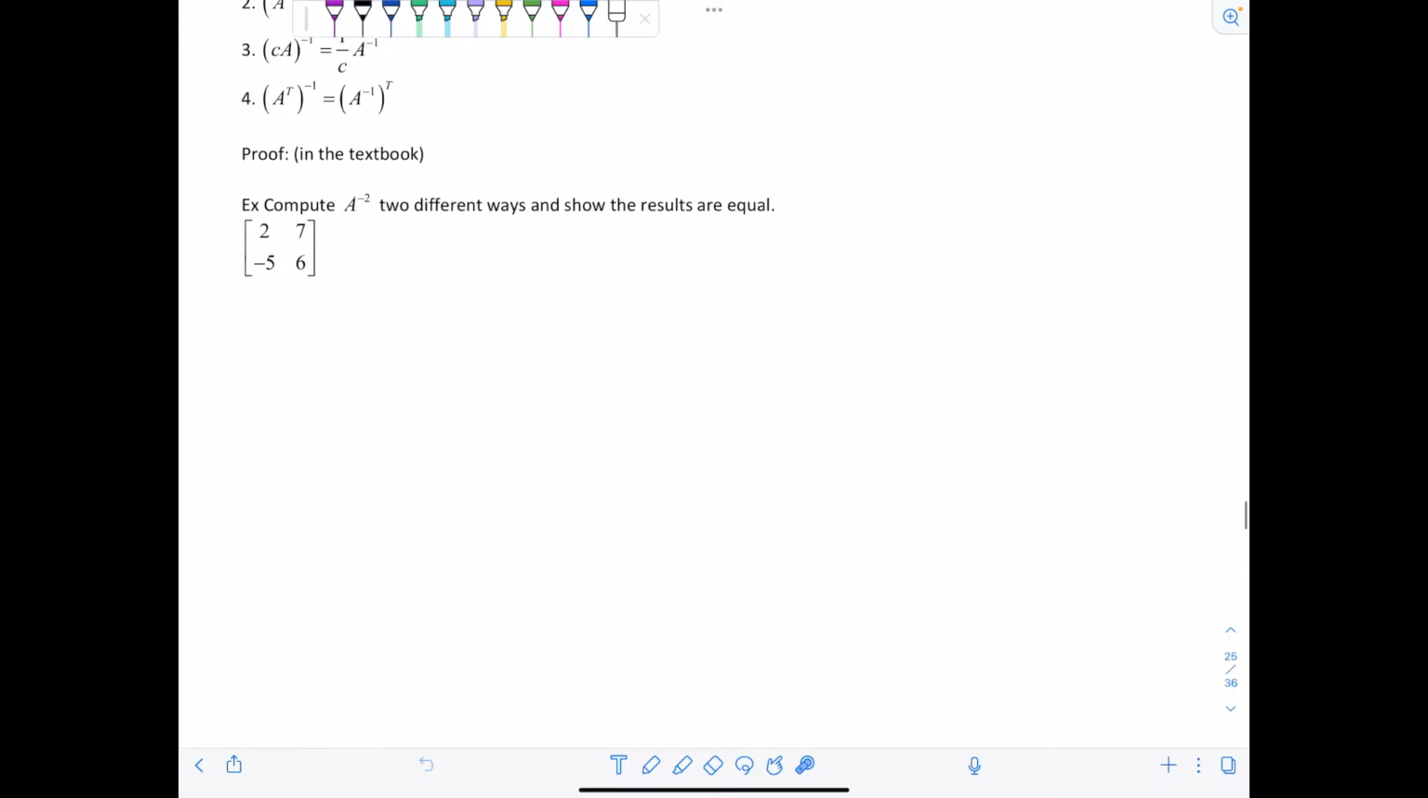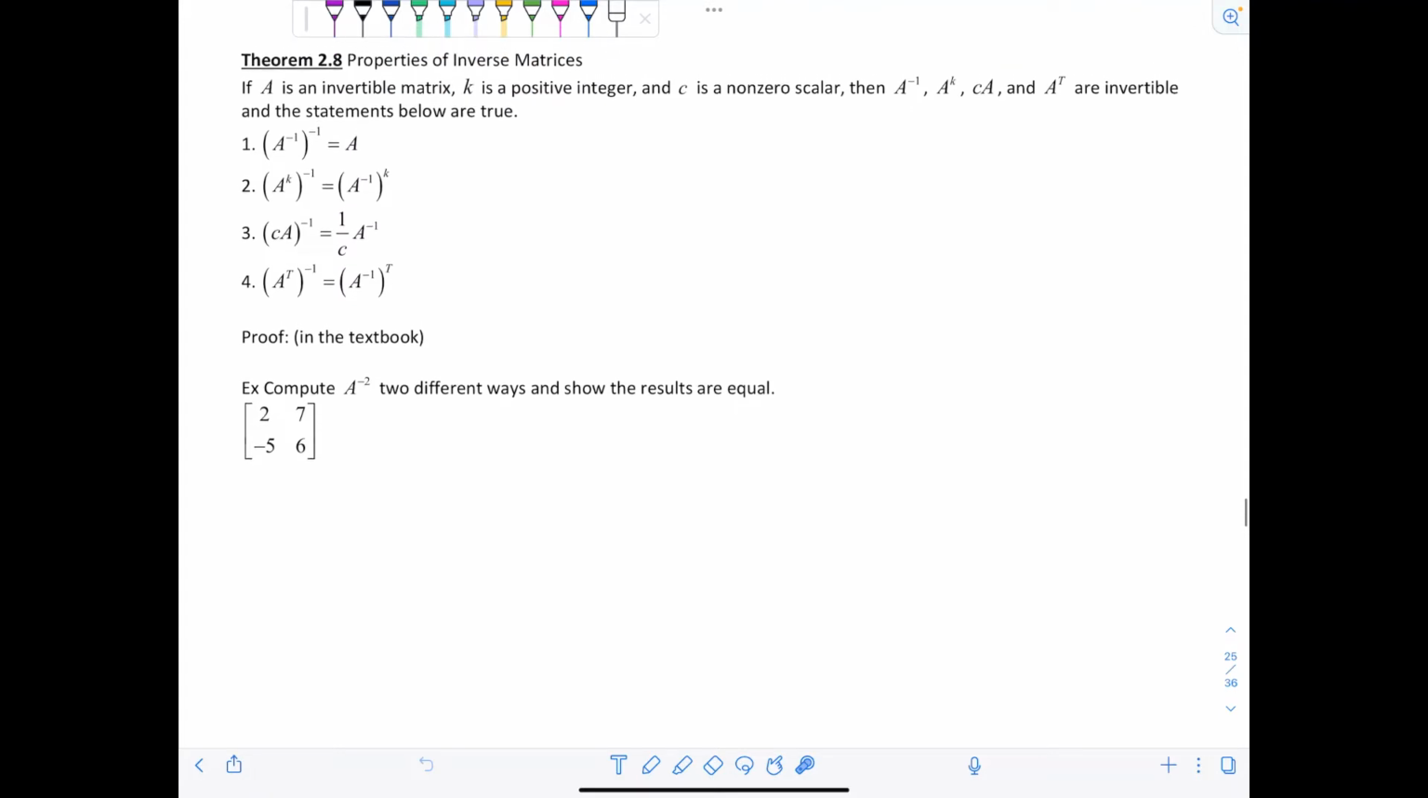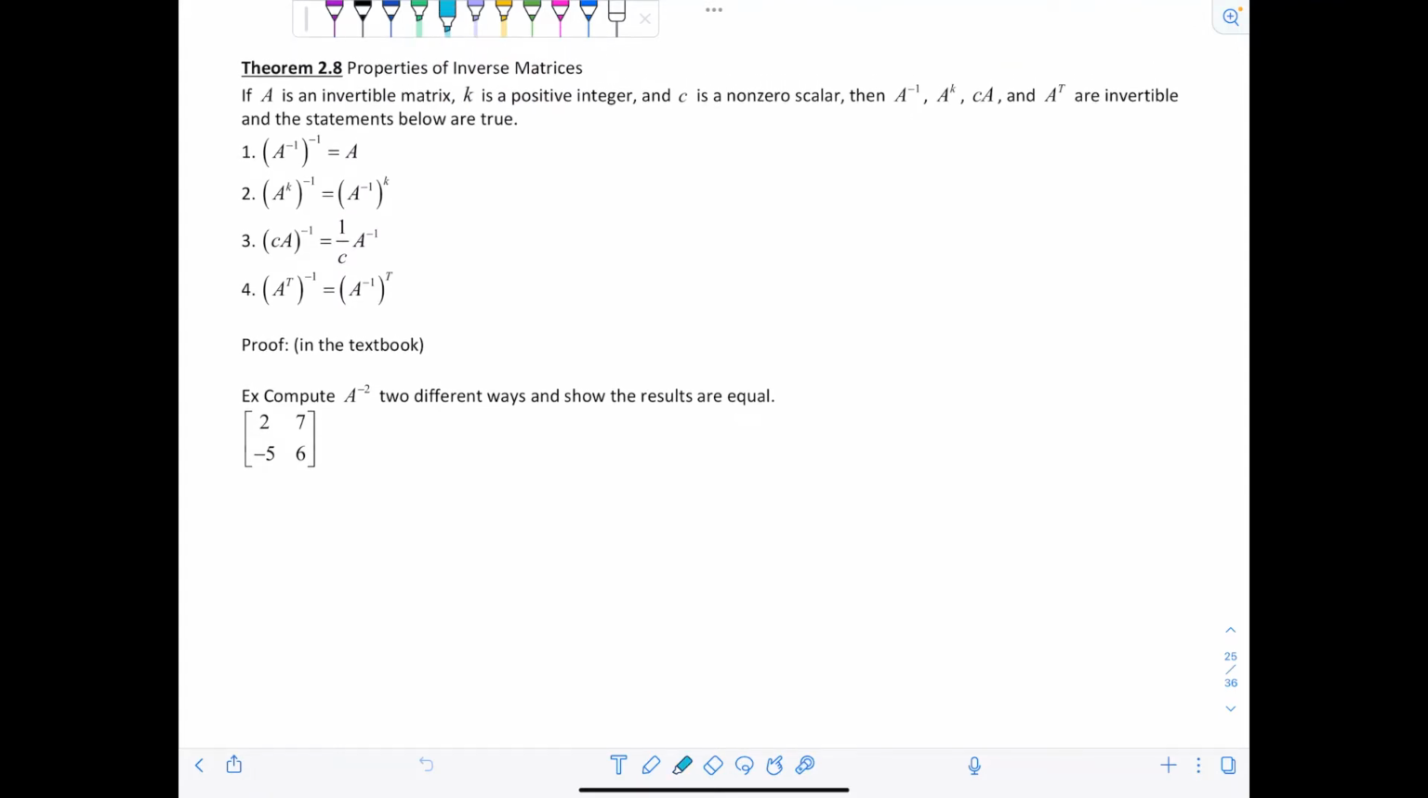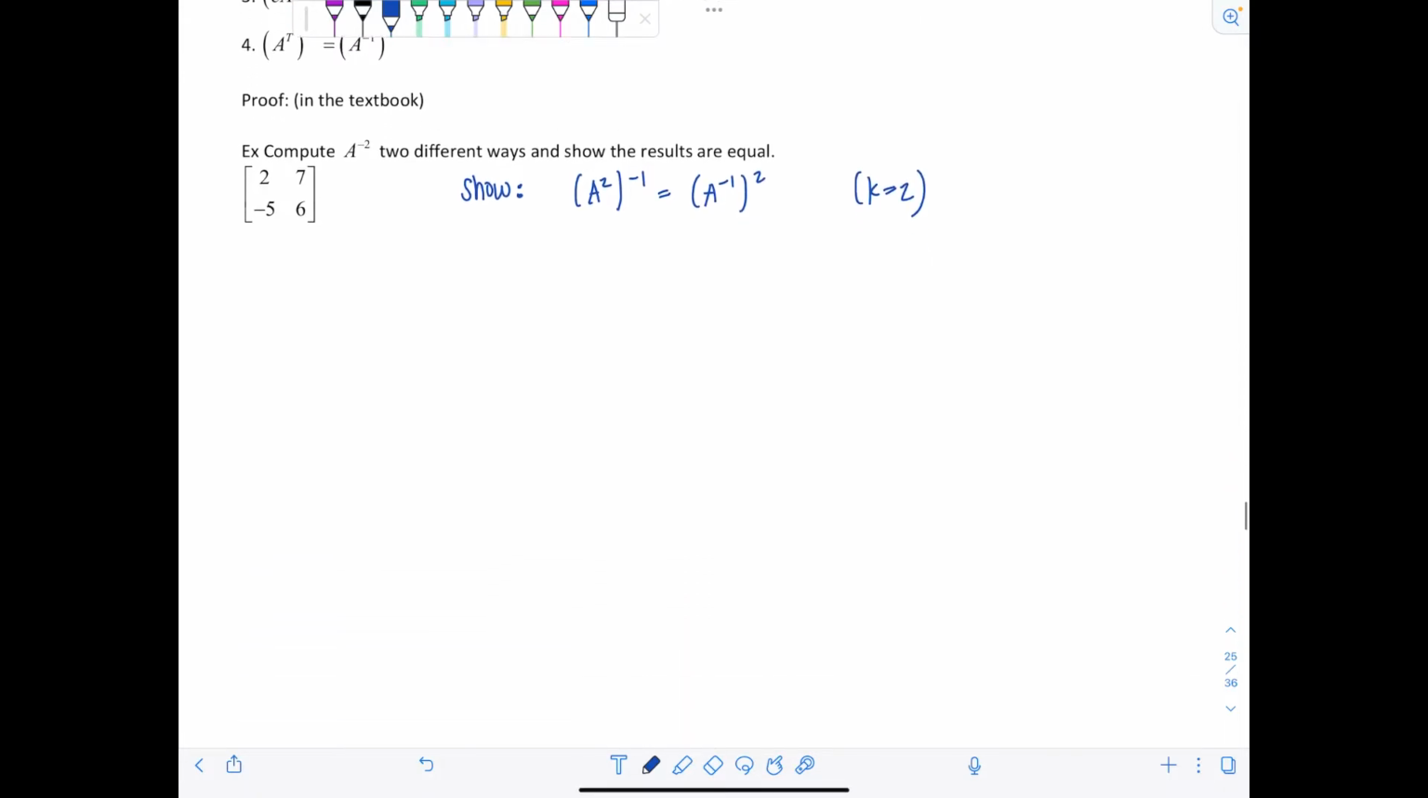We're actually going to utilize property number 2 right here in order to do that, because we're asked to show it 2 different ways. So one way I'll show using the left-hand side of property 2, and the other way I'll show using the right-hand side of property 2. So my goal is to show that A squared inverse is equal to A inverse squared. So basically K equals 2. All right? So 2 different ways.